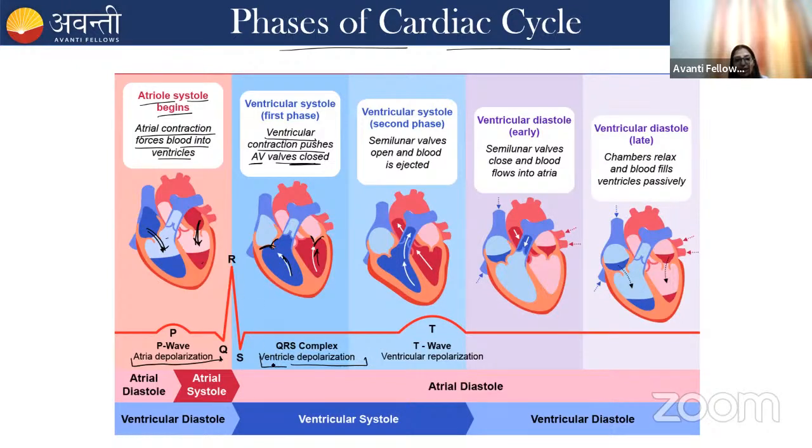And this QRS wave is known as ventricle depolarization. At this point, the ventricle depolarizes and contracts, which puts pressure on the valves, and the valves get closed. Now the semilunar valves open and the blood is ejected out. Now the blood moves to the pulmonary artery and the aorta. Now the semilunar valves close and the blood flows into the arteries. See, these semilunar valves are closed, and here the sound dub is produced.